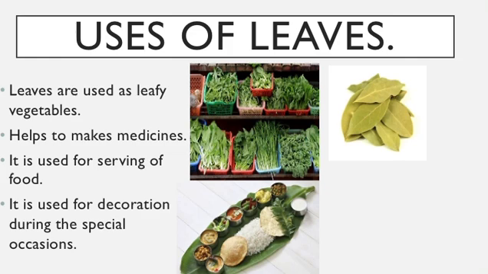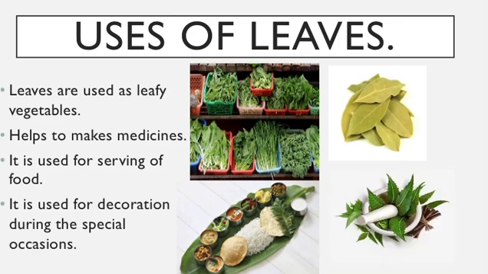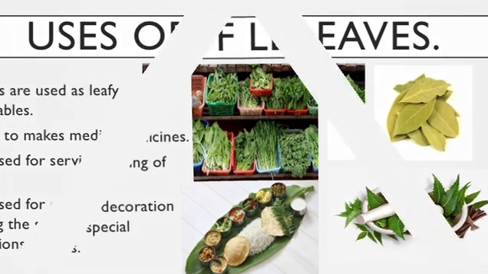What do you mean by the special occasion? So, dear students, have you ever noticed, if there is your uncle's marriage or your cousin's marriage, some marriages you have visited, they use the coconut leaves to decorate the house, in front of the house, right? They put like a shed, right? Yes, those leaves are used for decoration during the special occasions, right? Yes. So these are the uses of stems and leaves.